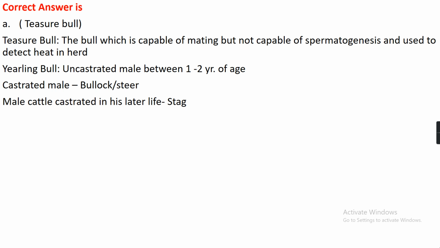Teaser bull is that bull which is capable of mating and which is used to detect heat in herd, but it is not capable of doing spermatogenesis. While yearling bull is a term used for uncastrated male between age of 1 to 2 year, and castrated male is known as bullock or steer, and if the male is castrated in the later stage of life, the term given is stag, S-T-A-G.